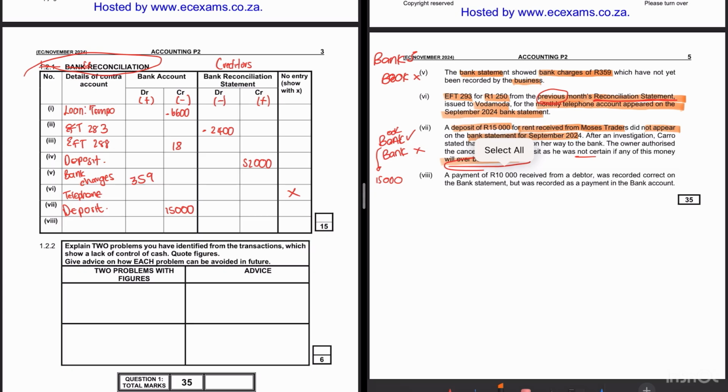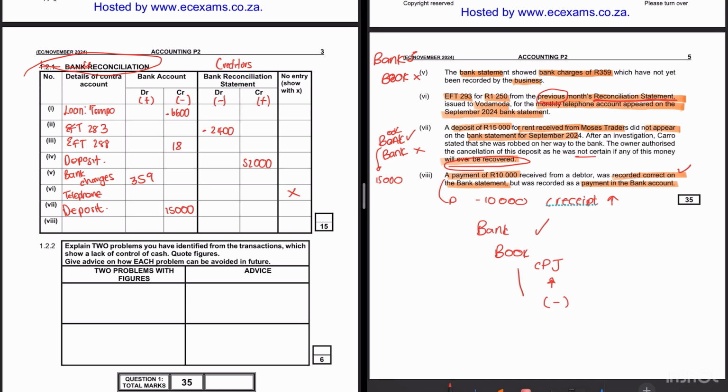Number 8. A payment of 10,000 received from a debtor was recorded correct on the bank statement, but recorded as a payment in the bank account. Okay, so a payment of 10,000 received from a debtor, so this is a receipt. It's supposed to increase our bank balance, was recorded correct on the bank statement, so bank is correct. We're then adjusting our books, so CPJ and CRJ, but it was recorded as a payment in your bank balance, so your bank accounted for it as a CPJ, so a decrease.